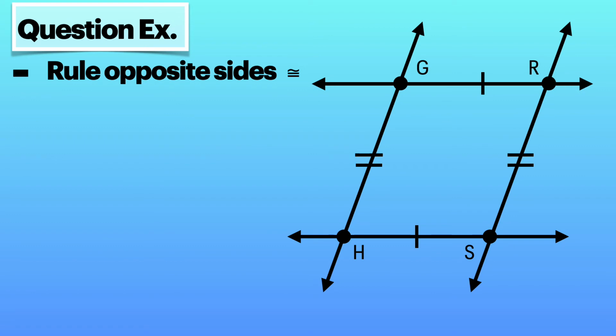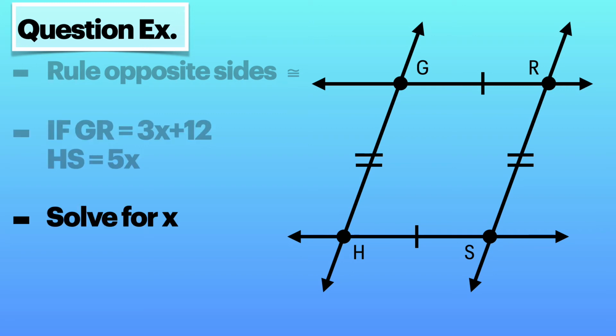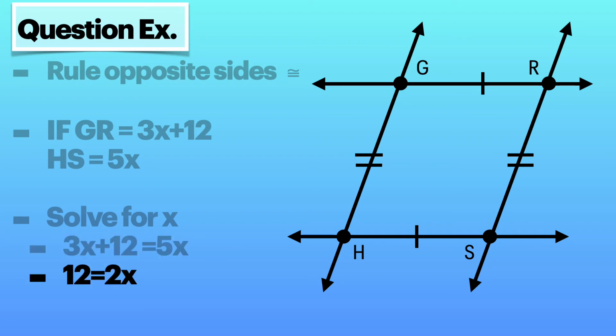So let's try this using a variable. In this example, we're going to say that GR is equal to 3x plus 12, and HS is equal to 5x. If we wanted to solve for x, what we are essentially going to do here is create an equivalency statement. We know the bottom is equal to the top, so we just set them with an equal sign in between each other, and we can solve for a missing variable. 3x plus 12 is equal to 5x. All we've got to do is subtract our 3x over, leaving us with 12 is equal to 2x, or 6 is equal to x.